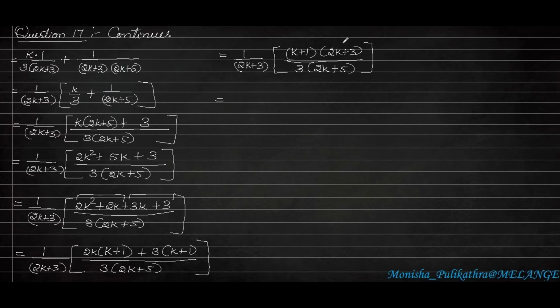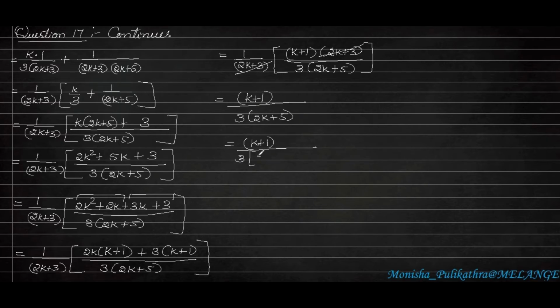So here this is multiplication. So this 2k plus 3, 2k plus 3 get cancelled. Remaining we get k plus 1 whole divided by 3 into 2k plus 5. Now we have to make some changes so that we prove that P of k plus 1 is also true. Okay. So k plus 1 write as it is, because we have to prove P of k plus 1 is true. So k plus 1 we have to include as it is.